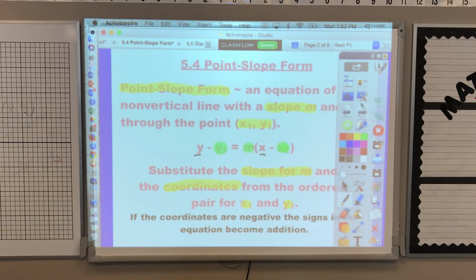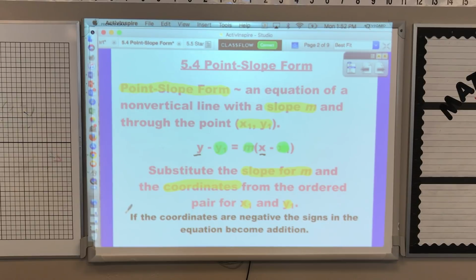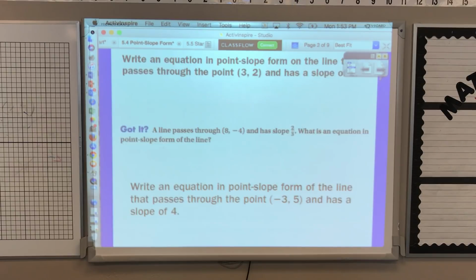Okay, the trick to this equation is if the coordinates, the ordered pair numbers, are negative, these signs become positive, because when you minus a negative, that becomes an addition problem. That's the biggest mistake people make when they're graphing from this form. So, writing the equations.